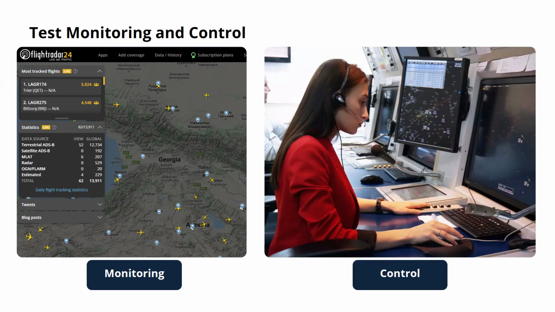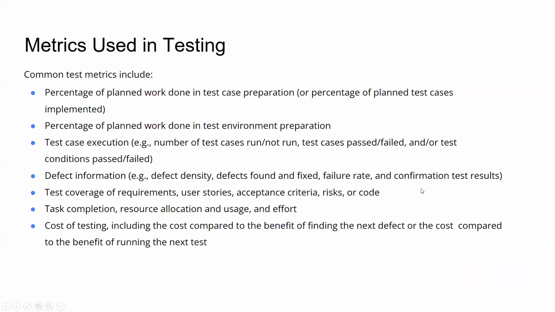The air traffic controller will monitor this specific airplane, and they will control their altitude, the way they are going, the timing of the landing, and everything. That will be controlled by the air traffic controller, right? Similarly, in testing also, we have to monitor and control everything, right? So for this monitoring and controlling, we can use the metrics. Okay, different kinds of metrics that we can use.